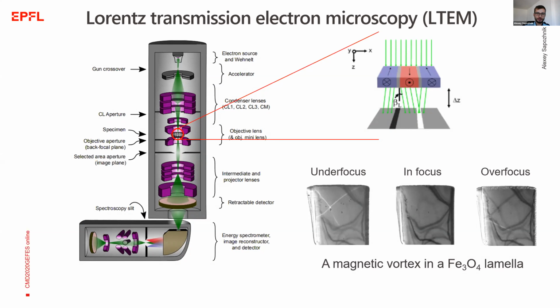magnetization changes direction. Also, the Lorentz TEM contrast depends on the defocus conditions, as illustrated here for a magnetite lamella. A magnetic vortex in the lamella appears white for under focus conditions. It's not visible for in focus and appears black for over focused conditions.